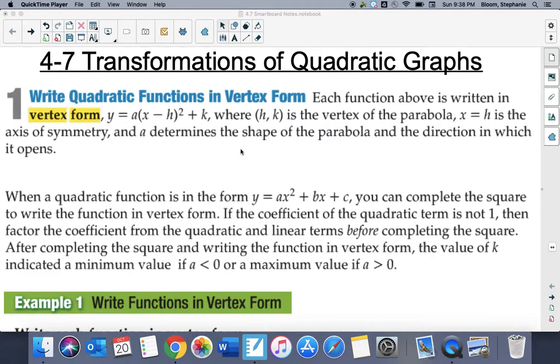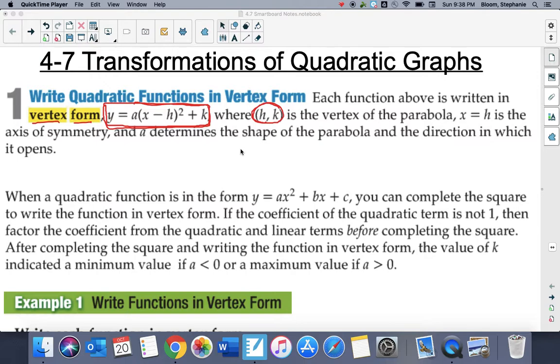Today's notes are going to finish out chapter 4, and this is 4.7, transformations of quadratic graphs. And what you're going to notice is we're going to be looking at the vertex form of quadratic functions today. And that is this form right here. And here's what you need to know about this form.